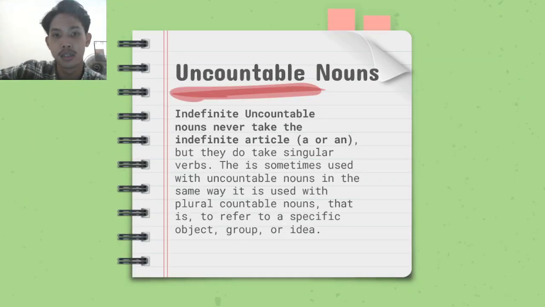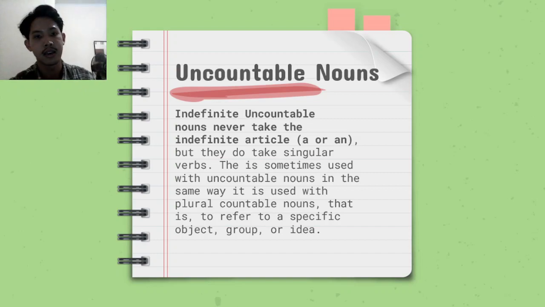Next, we got uncountable nouns. Uncountable nouns never take the indefinite article, a or an. But they do take singular verbs. The is sometimes used with uncountable nouns in the same way it is used with plural countable nouns, that is, to refer to a specific object, group, or idea.